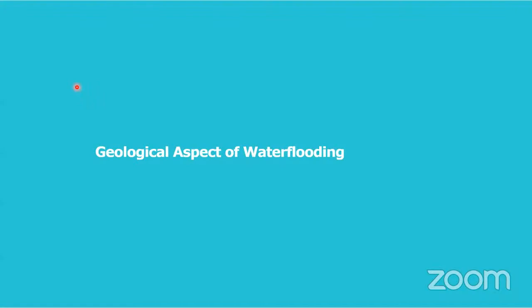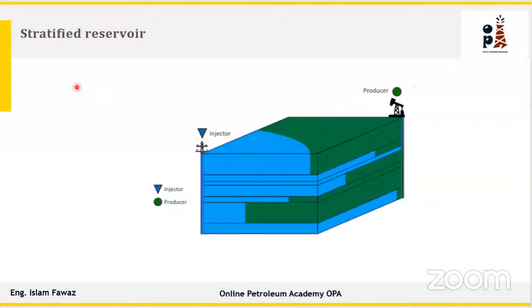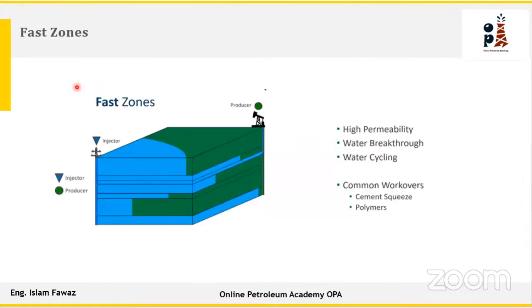Also, we'll go to the geological aspect of water flooding. If we have stratified reservoirs, which means heterogeneous, with low permeability and high permeability zones, you have to keep in mind how to handle this. If we have a fast zone in the middle of the reservoir, the high permeability zone, once you inject, the water will pump off from the producer, and we are recycling water. This leads to very poor vertical sweep efficiency, and the areal sweep is also very poor.